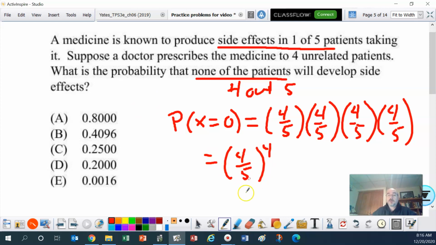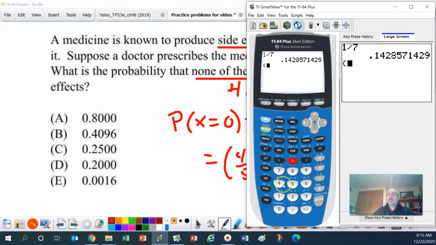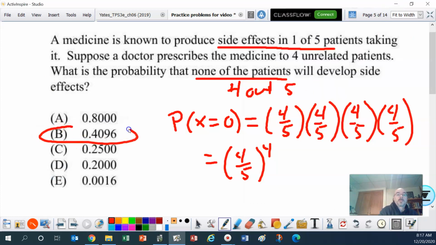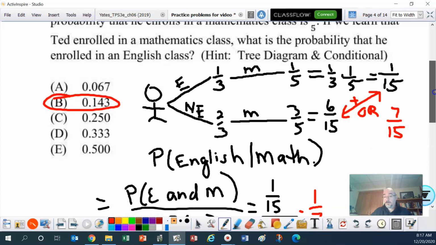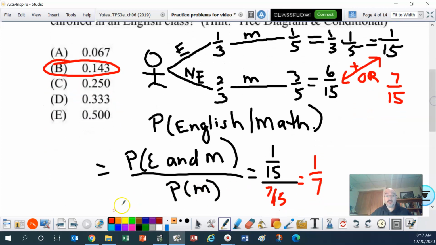And if you type that in on your calculator, ladies and gentlemen, so 4/5 to the 4th power, as I said, this is probability. You're going to have to practice and see a bunch of different examples. That's why I'm doing these examples. So the probability is 0.4096. Okay, that's using rule number 5. This last one was using rule number 5 and rule number 3 with the conditional probability bit.